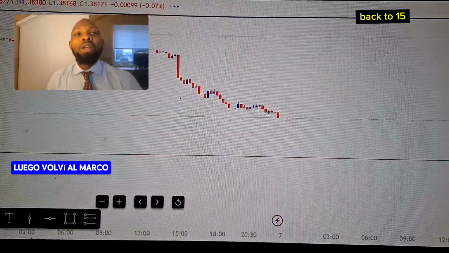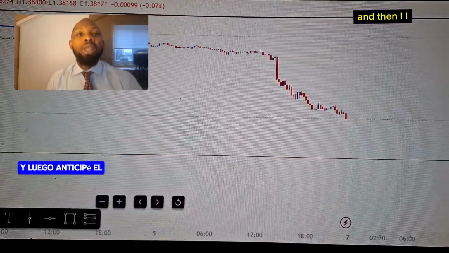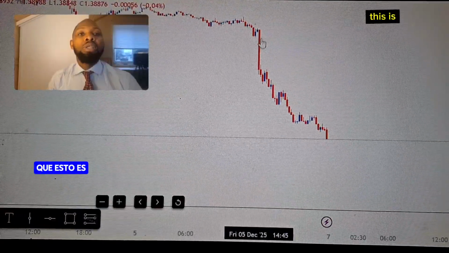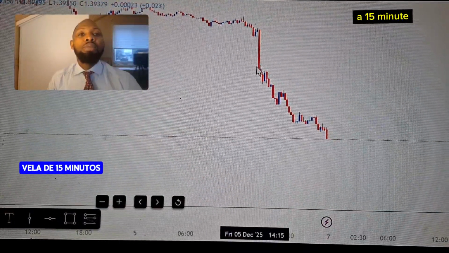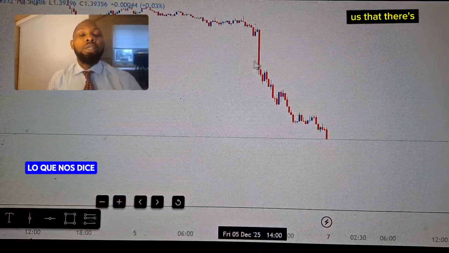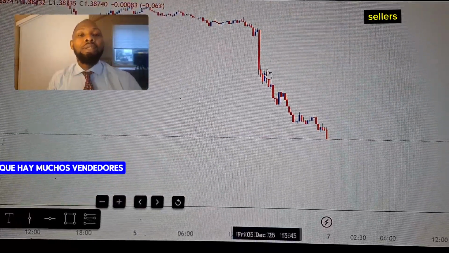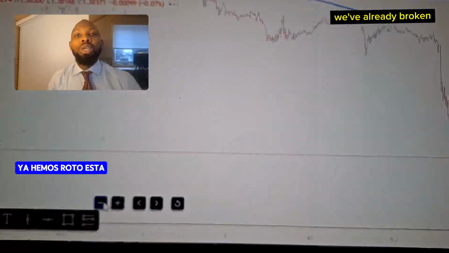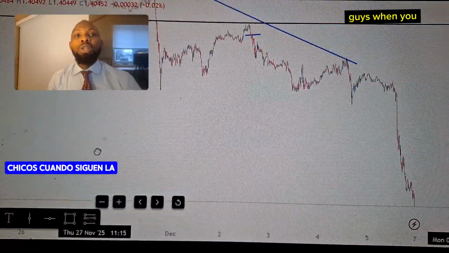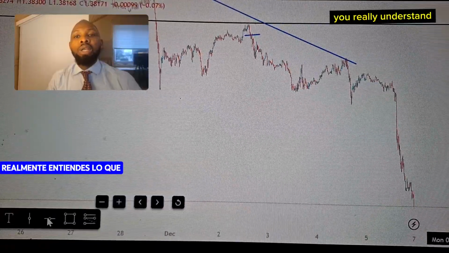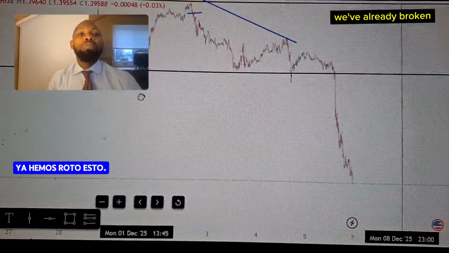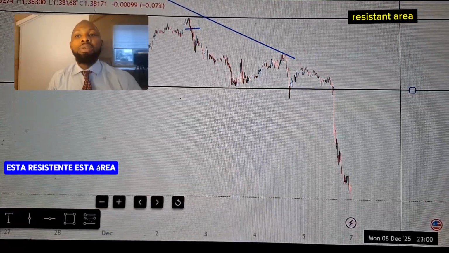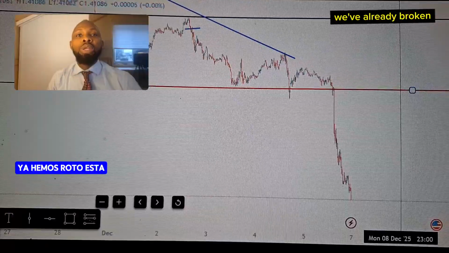Then I went back to the 15-minute time frame, and I anticipated the pullback. Imagine this is the 4-hour candle, but now it's a 15-minute candle, which is telling us that there are a lot of sellers. They are really aggressive, and we've already broken this area here. Guys, when you are following the market structure, you really understand what is going on. We've already broken this resistance area.